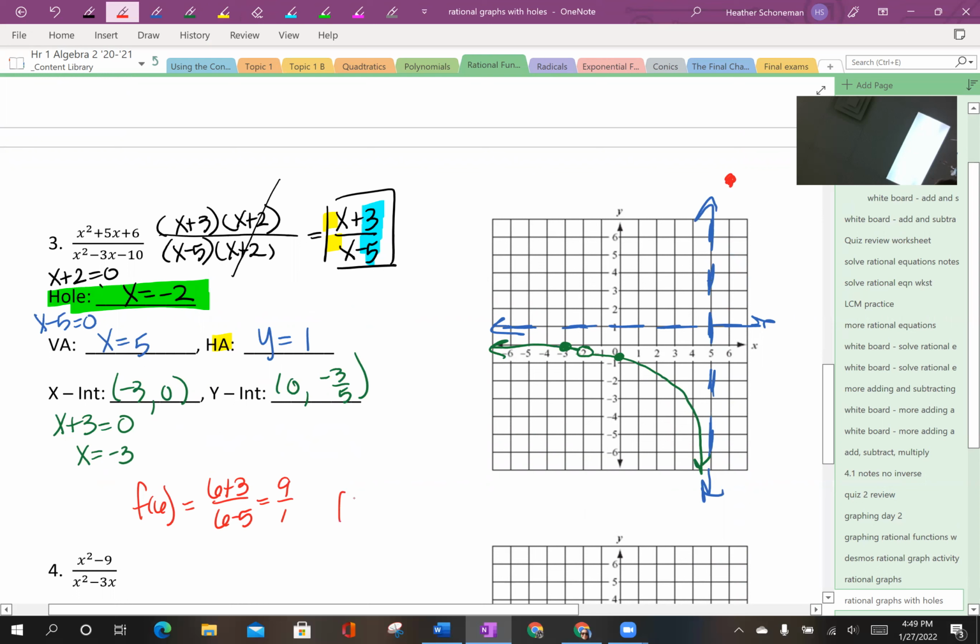Let's move over and find 7. f of 7 would be 7 plus 3 over 7 minus 5. So that's 10 over 2, which is 5. So at 7, we're at 5. And now I connect my 2 points, and there's my arc, and we're done.